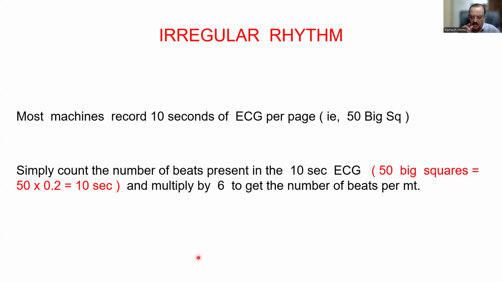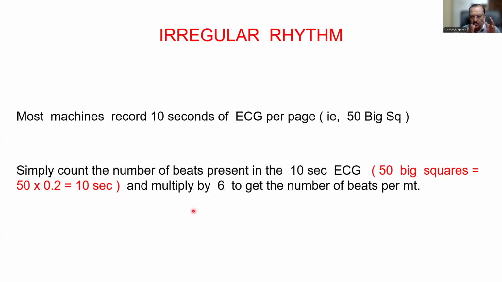You all know one small square is 0.04 seconds, I told you. So one big square has 5 small squares, so one big square is equal to 0.2 seconds. 5 into 0.04 is 0.2 seconds. Suppose 50 big squares, 50 into 0.2 is 10 seconds. So if you count 50 big squares on your entire ECG, that amounts to 10 seconds of recording, 10 seconds of the events that are happening. So just count the number of beats present in the 10-second ECG.